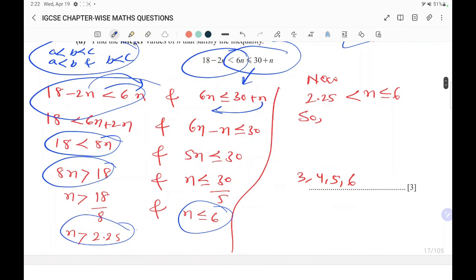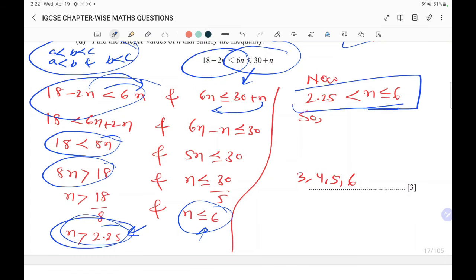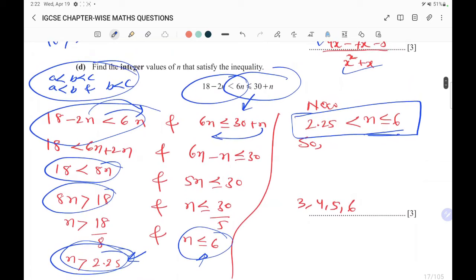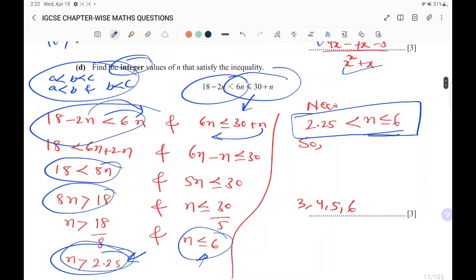So now we have these two conditions, and we have to combine them. So n is less than or equal to 6, but at the same time n is greater than 2.25. So this is my n condition. We have to find integer values between these two. Any n which is greater than 2.25 is 3, 4, 5, 6, 7, 8, 9, 10 and greater, but we have to restrict ourselves up to 6 only. So 3, 4, 5, 6 will be the answer.